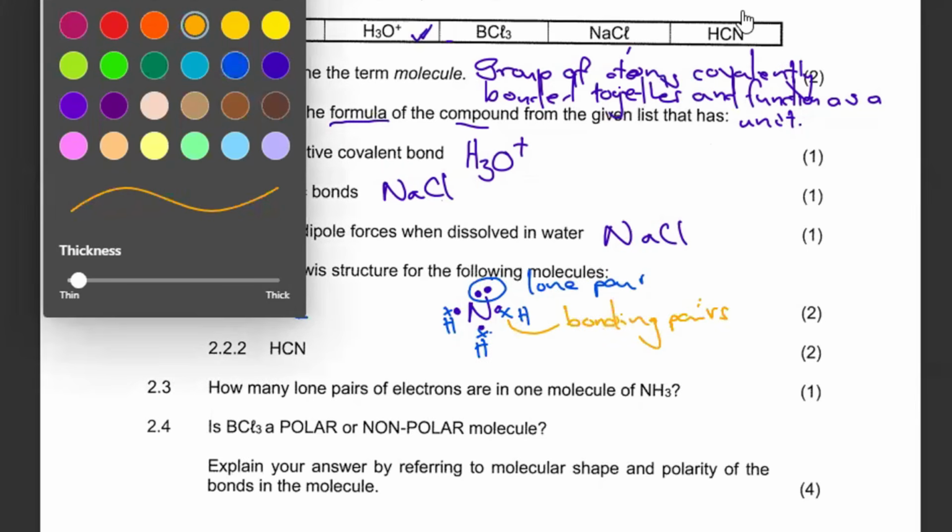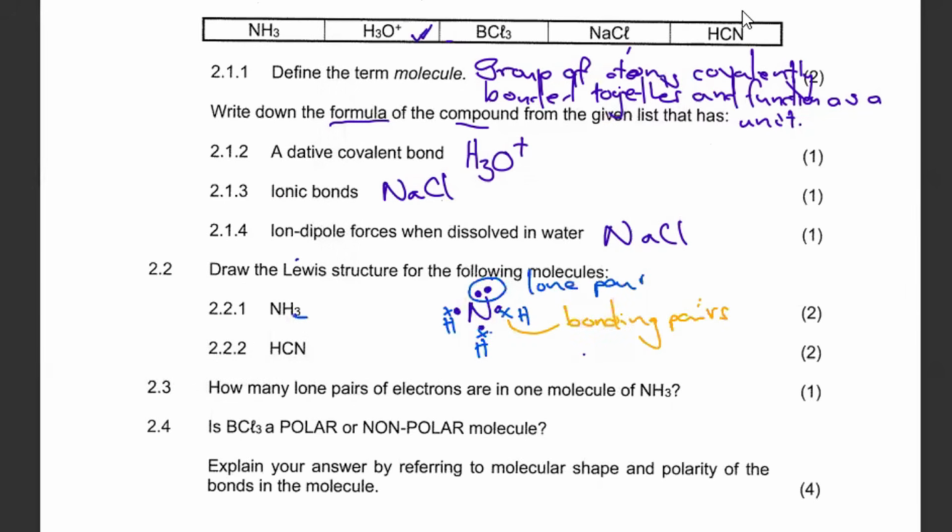Then the next question is 2.2, where we draw the Lewis structure for cyanide, which is HCN, right? If we look at the HCN here, what you're going to have is something like this. Your carbon becomes the central atom. This is your carbon, and this is your hydrogen. Hydrogen has only 1 electron on its outer shell, then carbon has 4. Amongst these 4, the first one is going to bond with hydrogen, and then these other 3, 1, 2, 3.